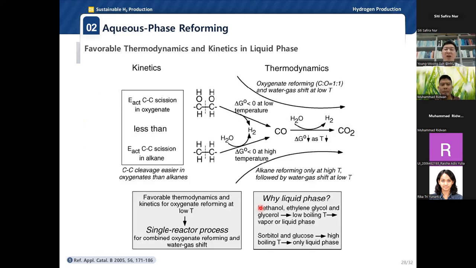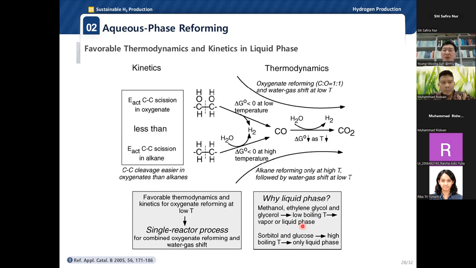Then move to this side here. I mentioned thermodynamics earlier for this aqueous phase reforming. So at the low temperatures, this part, the Gibbs free energy has a minus value. However, in case of the hydrocarbon, it is at high temperature that Gibbs free energy is minus. So if we want to save the energy for heating, and also if we want to operate the reforming reaction at low temperature, probably alcohol rather than hydrocarbon is more useful for the reaction kinetics.